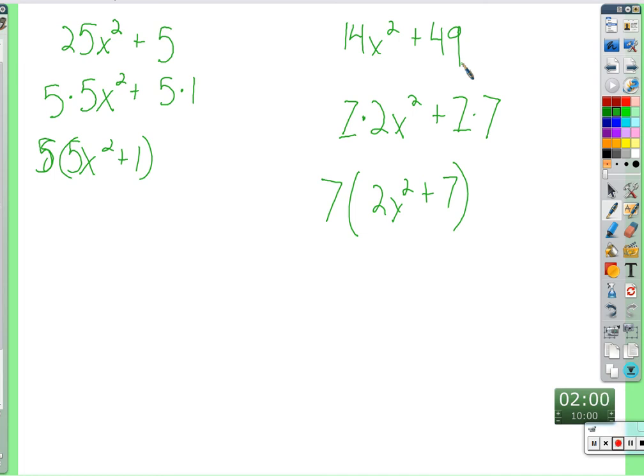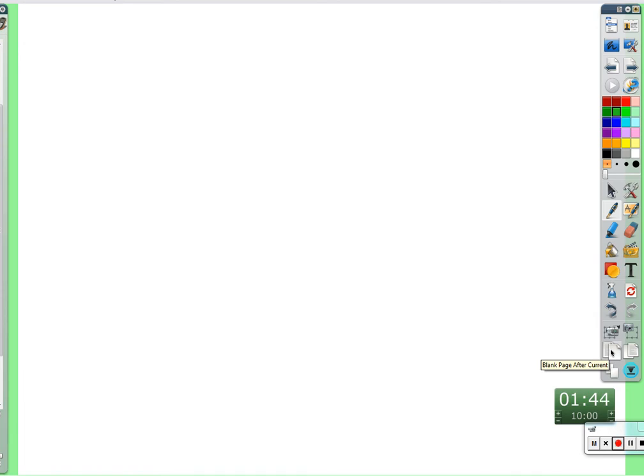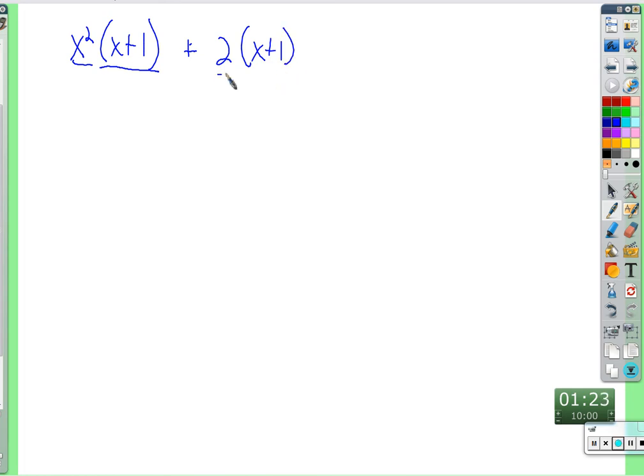It's going to be the same thing. It's going to be a factor that's in common. It's just that factor is going to look different from what you're used to. Let's say x squared times x plus 1. So you get a factor of x squared and a factor of x plus 1. That whole parentheses is x plus 1. Plus 2 also times x plus 1. Got a factor of 2, got a factor of x plus 1.